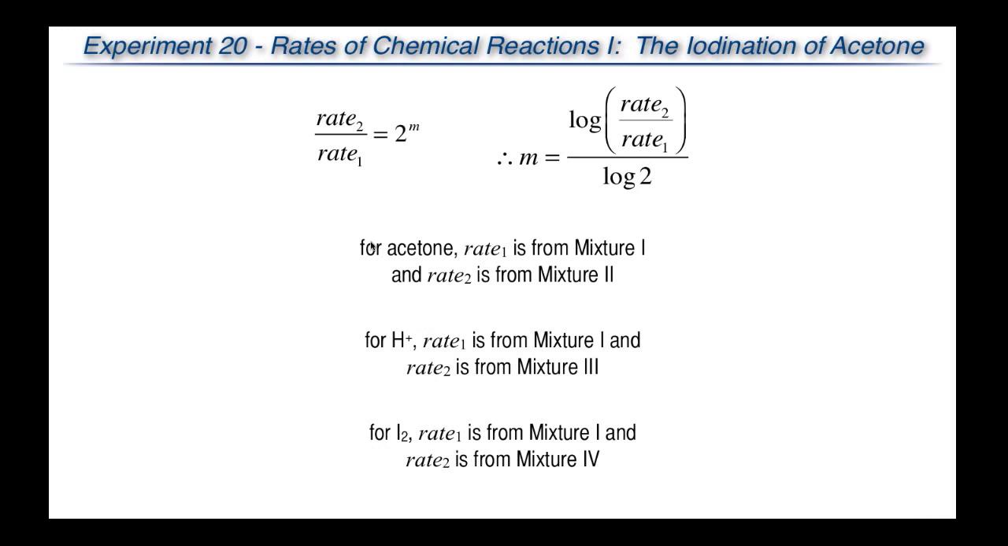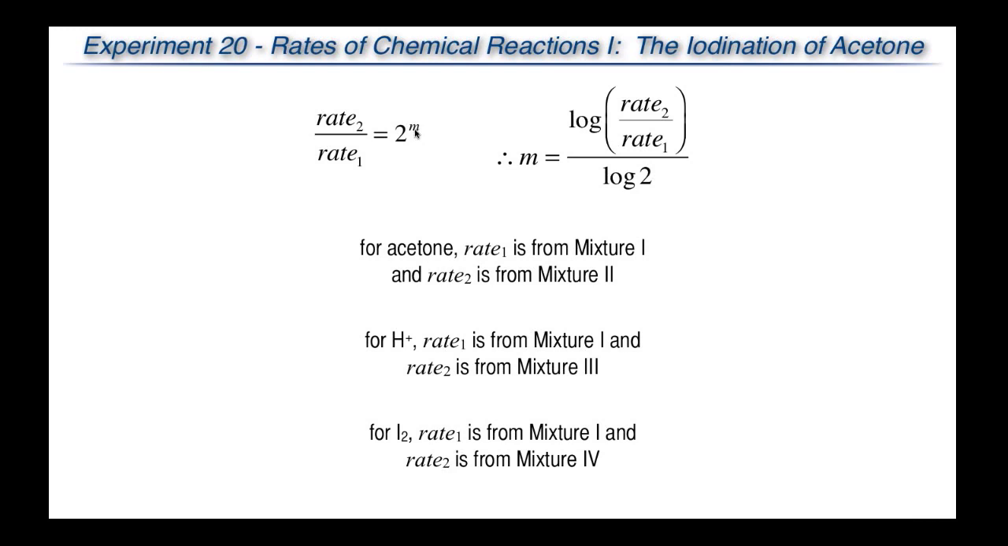Okay, so you're going to determine the rates under each set of conditions twice for mixture 1, mixture 2, mixture 3, and mixture 4. Okay. And as we saw, the ratio of the rates, the second set of conditions to the first set of conditions, is equal to 2 to the m power. Okay, and m specifically is referring to acetone in this case, but we can replace this for iodine, and we can replace m with p, and it will be representative of the hydrogen ion concentration.